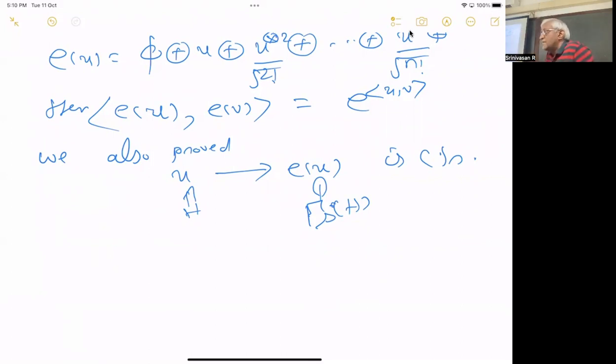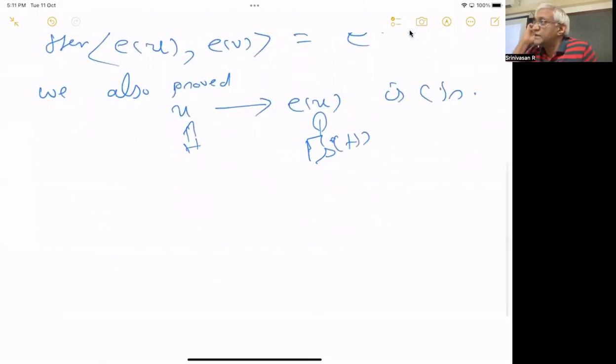If you have any function, need not be linear, then you can have a linear operator on the span of E of U. If it is bounded there, then you can extend it to the whole symmetric Fock space. Or if you define any function on E of U, and suppose it preserves the inner product, then we have the lemma, and we can extend it to a unitary on the whole of the symmetric Fock space. So that is what we are going to do now. We want to define unitaries on this.